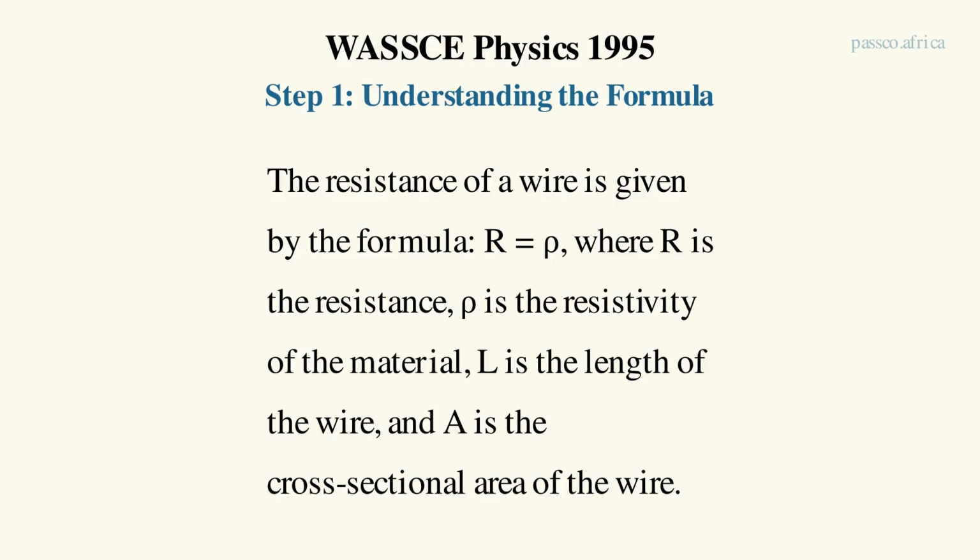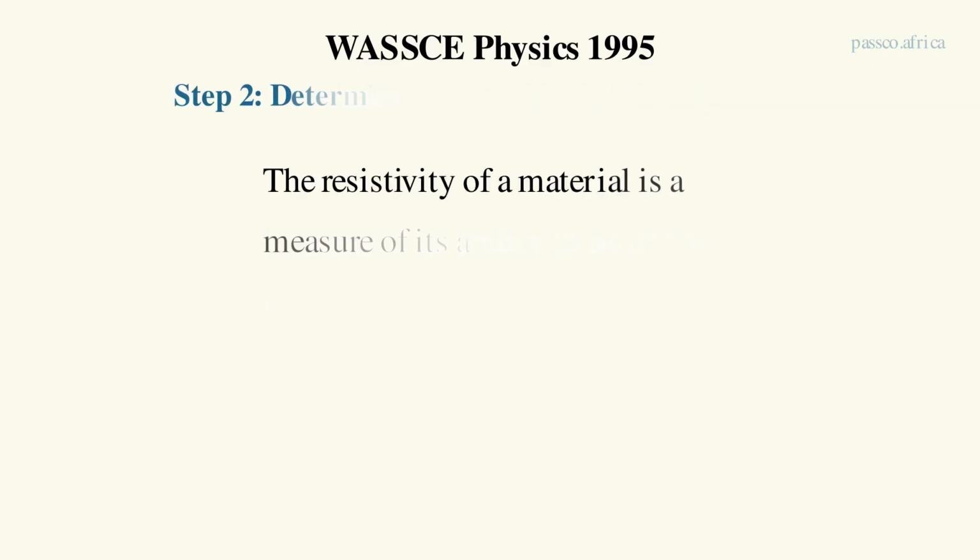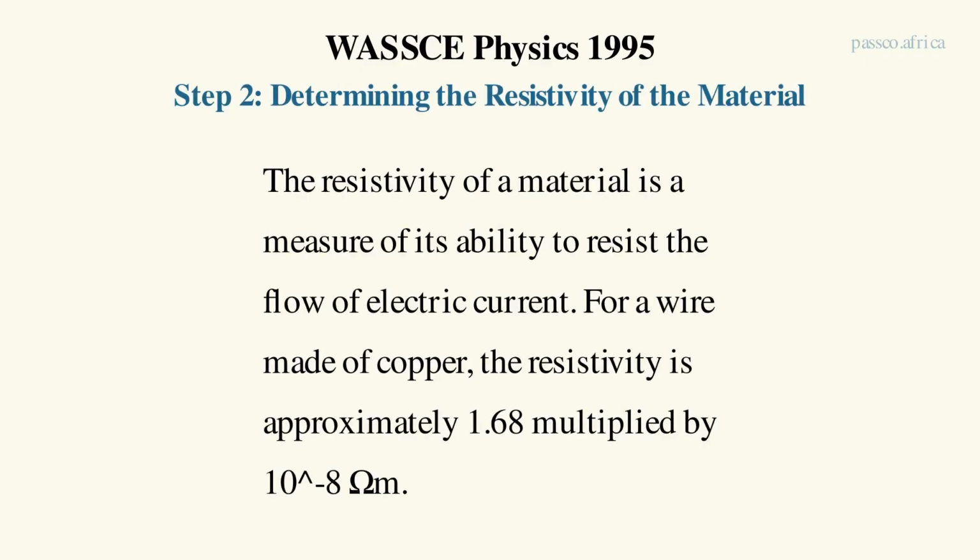Step 2. Determining the resistivity of the material. The resistivity of a material is a measure of its ability to resist the flow of electric current. For a wire made of copper, the resistivity is approximately 1.68 multiplied by 10 to the power of -8 ohm-metres.